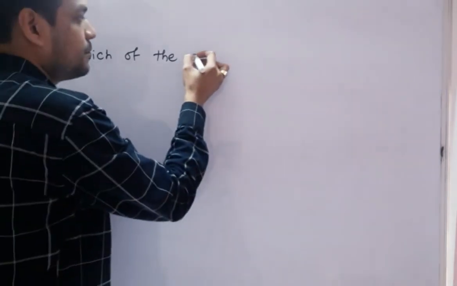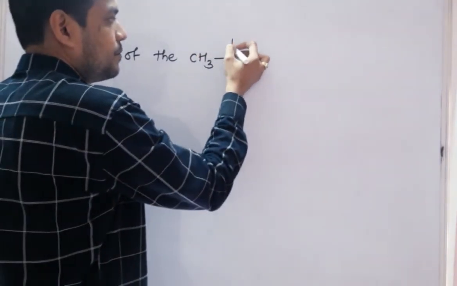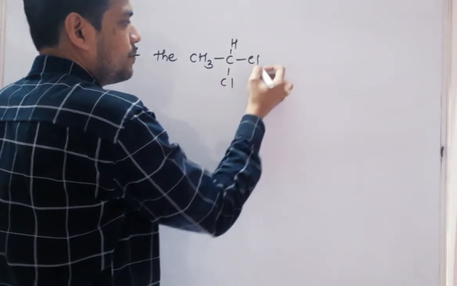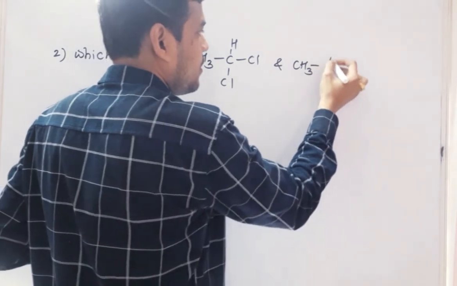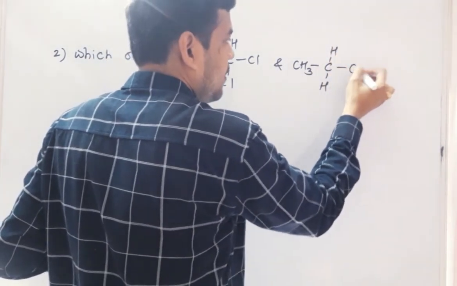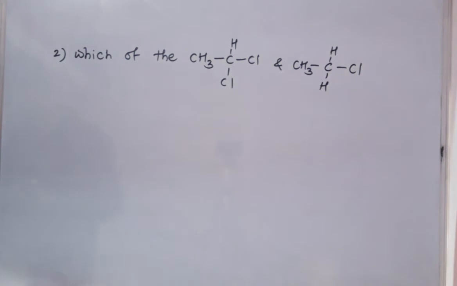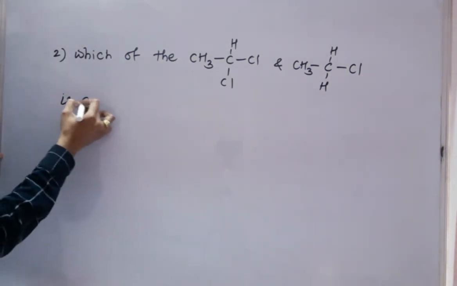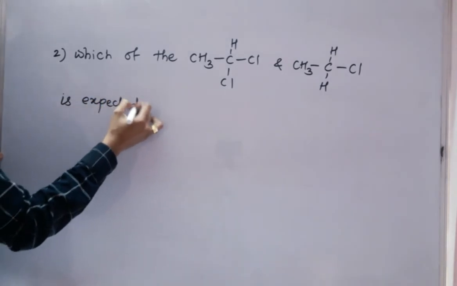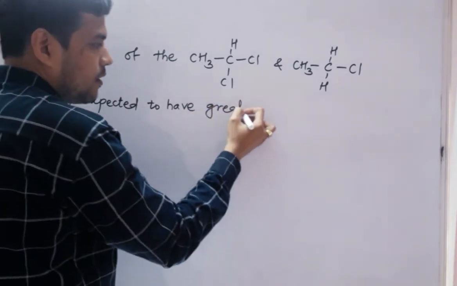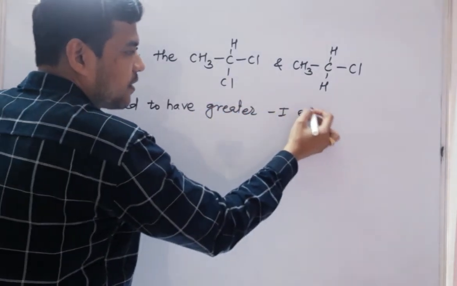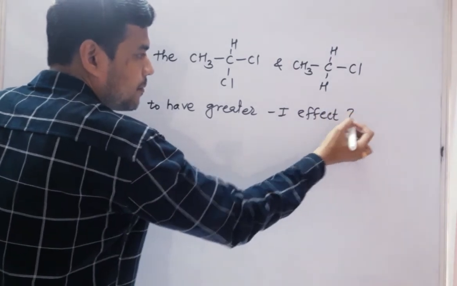CH3CHCl2 and CH3CH2Cl, two molecules are given to you, is expected to have greater minus I effect?